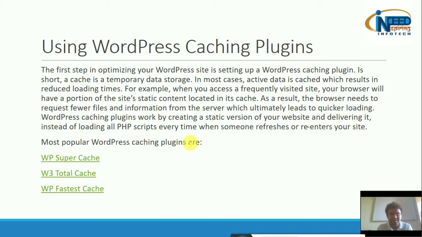Using WordPress caching plugins, you can use WP Super Cache, W3 Total Cache, and WP Fastest Cache. These are a few of the plugins which you can use for the caching mechanism. Cache is a temporary data storage, and in this case most of the active data is cached, which results in reduced loading times. This will improve the performance of the website and website pages.